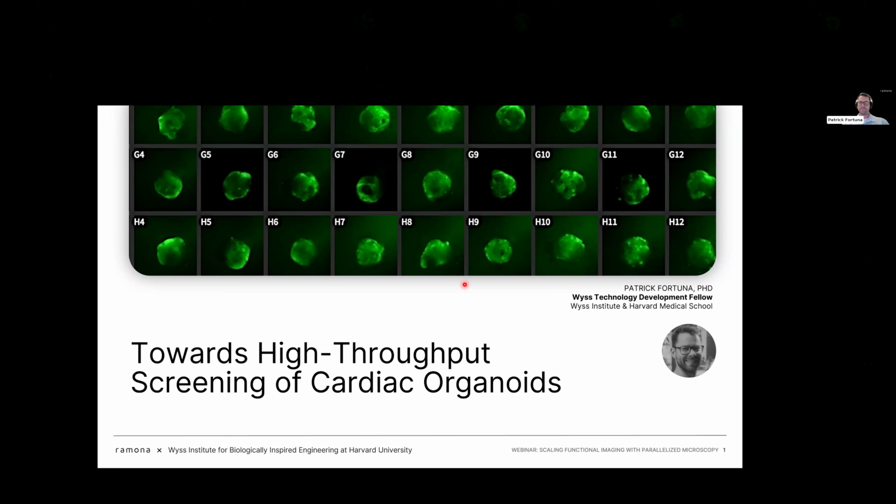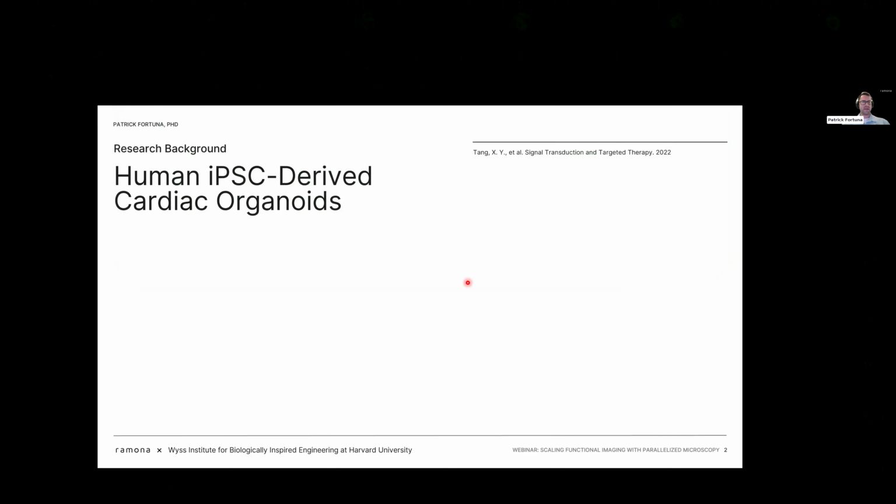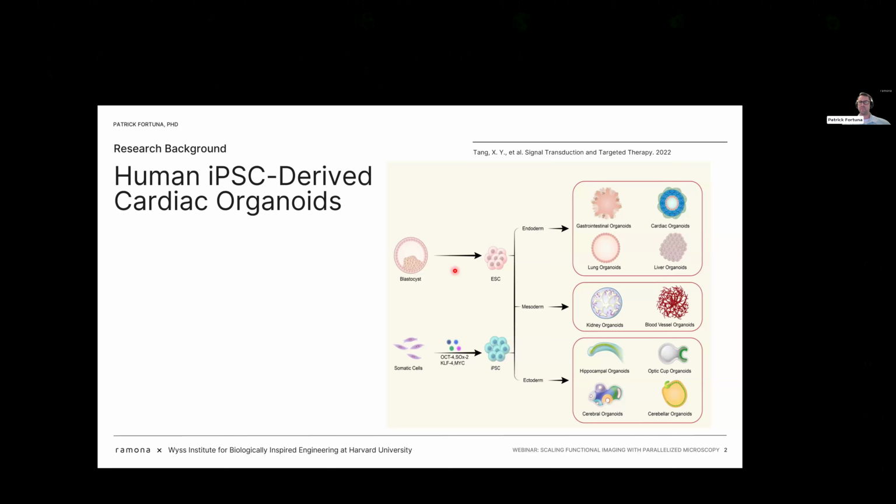First of all, how do we make organoids? Well, we need to start with stem cells. Traditionally, people have been generating embryonic stem cells. These are cells that were isolated from the inner cell mass of pre-implantation blastocysts.